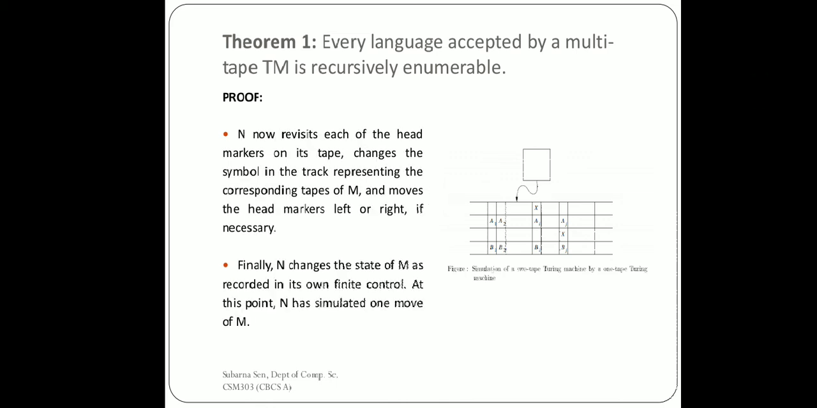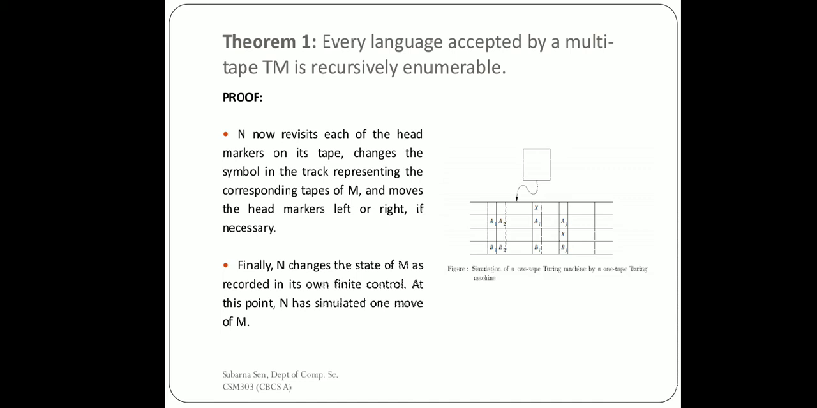Now N revisits each of the head markers on its tape, changes the symbol in the track representing the corresponding tape of M, and moves the head markers left or right if necessary, right? So if it knows, for each and every tape, whatever M is doing, it will also know that for this state and this input symbol, whatever output M is going to generate for each and every tape, N is going to change that place also, right? Changing means for each state and input symbol, whatever symbol it is going to write in that place. That can be done by N as well.